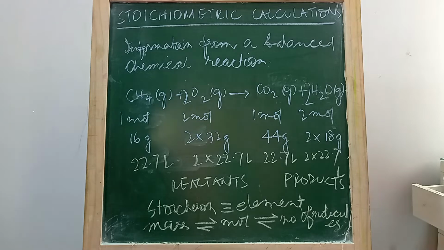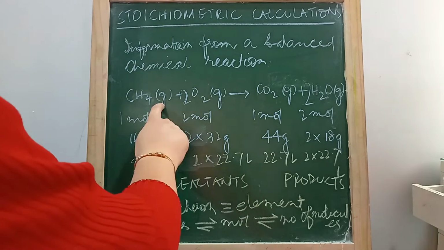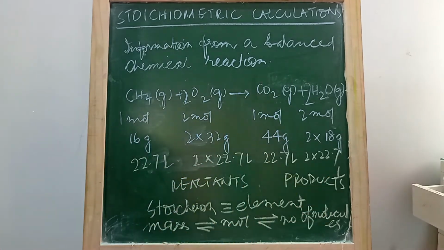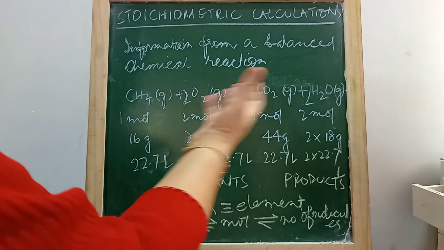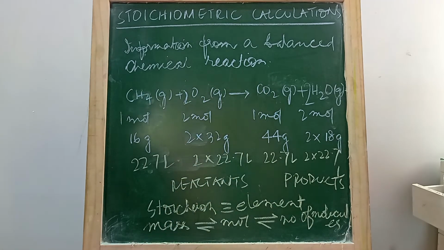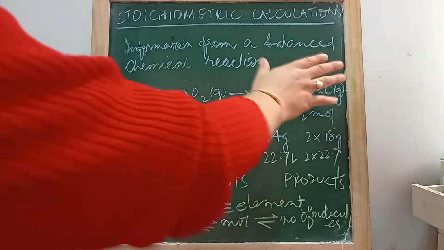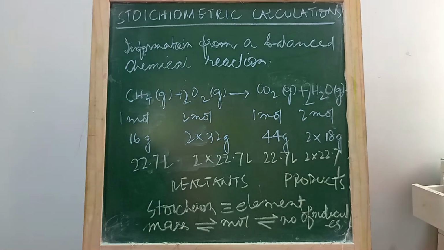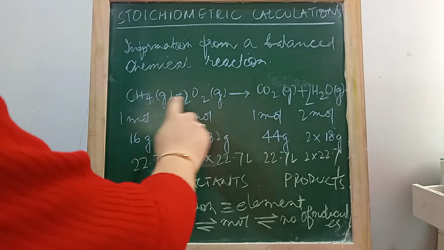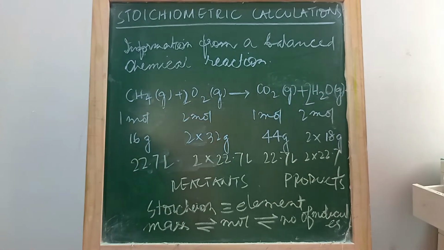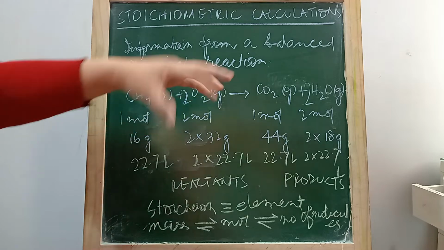How do I know this is water vapor? Because inside the bracket we write G, that means gaseous state. It may be aqueous state, AQ, it may be solid. If it's solid, then we write S. If it is a liquid, then we write L. In our case, all the reactants and the products are in gaseous state. You know that through the symbol that we're using, G, G, G, G, right?